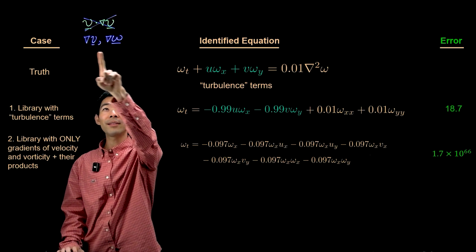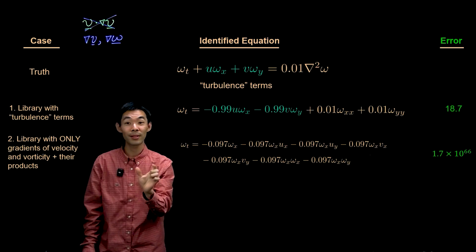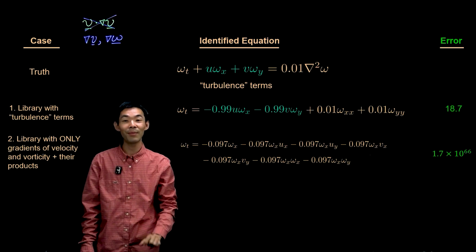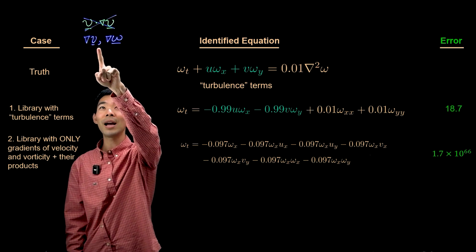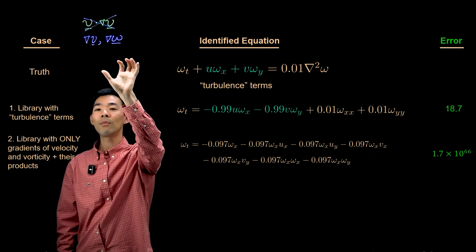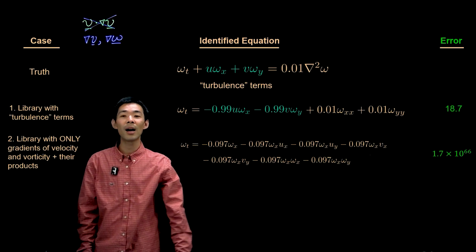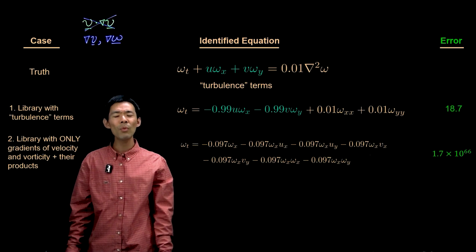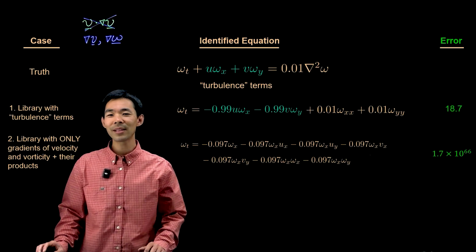So it really struggled. And that taught me that terms that look like this cannot compensate for the turbulence term that's contained in the Navier-Stokes equations. There's no combination of grad V, grad omega, or their products that can ever replace a term that looks like the top equation, V dot grad V, which I found kind of interesting.